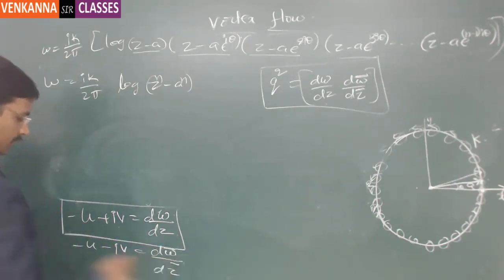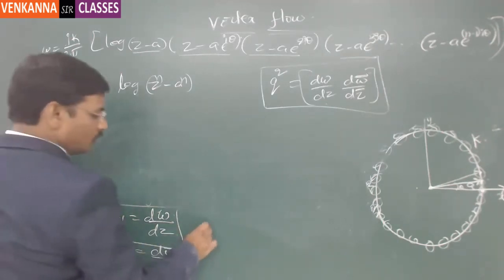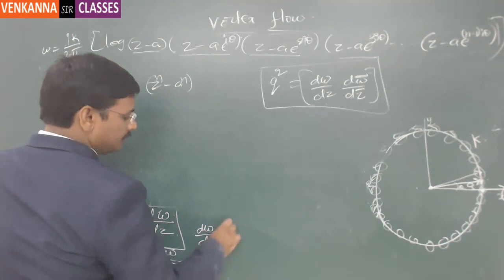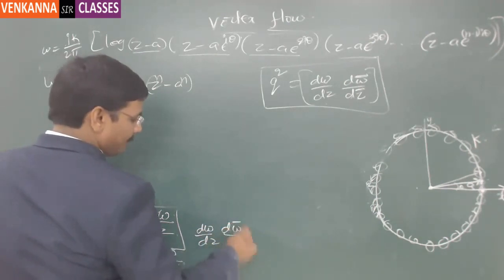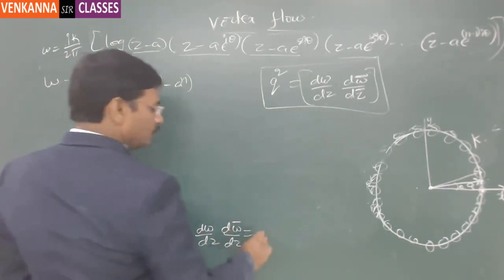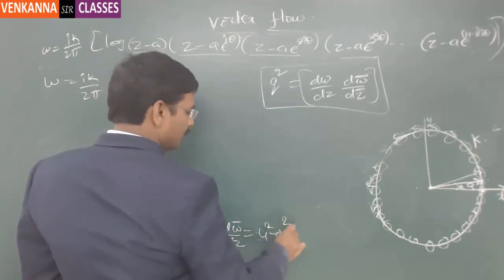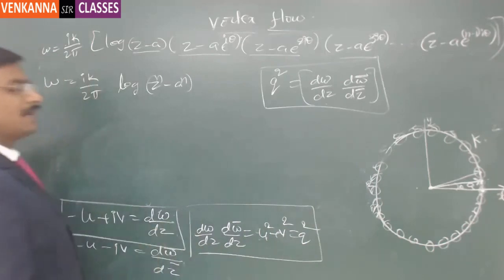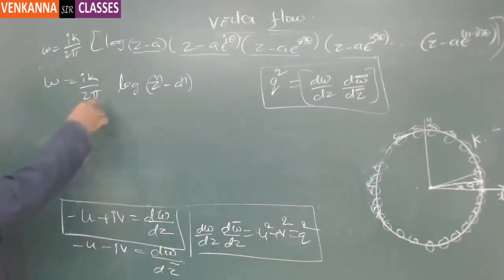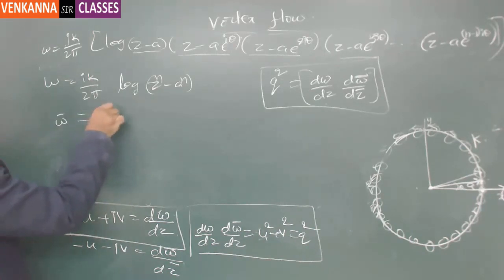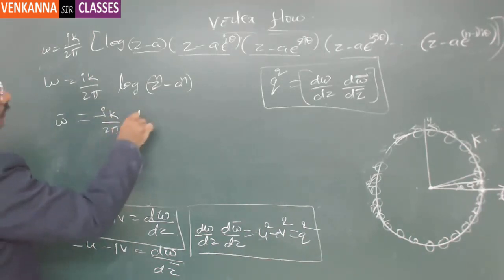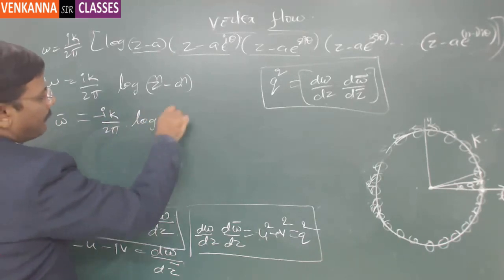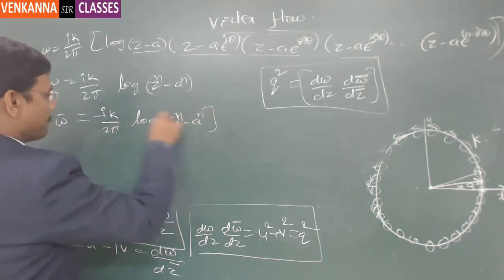Now the product of these two will be u square plus v square. That is dw by dz times dw bar by dz bar; the product of this will be u square plus v square, which is nothing but q square. So this is the velocity. By making use of this relation, w bar is nothing but minus ik by 2π times log (z bar power n minus a power n).